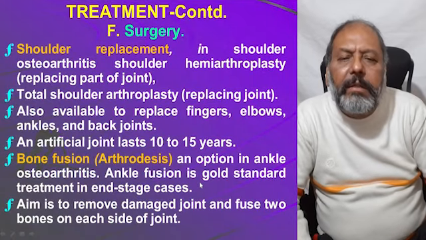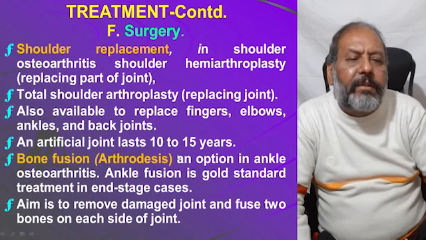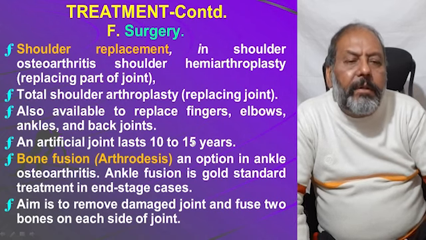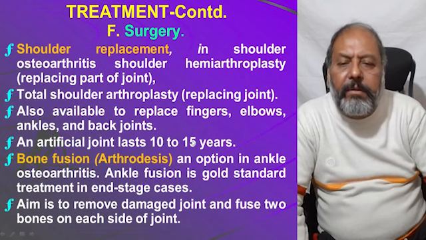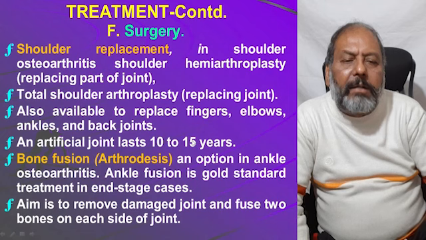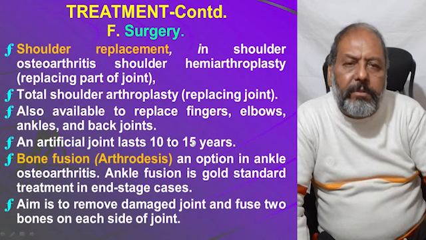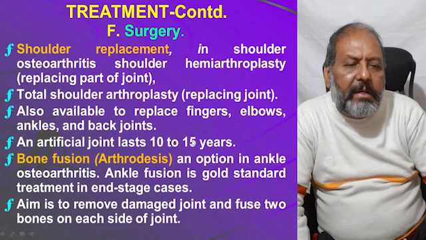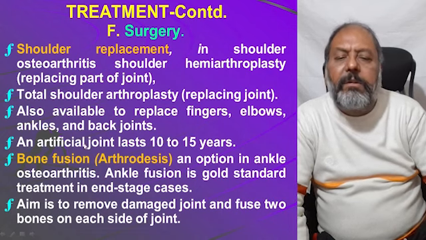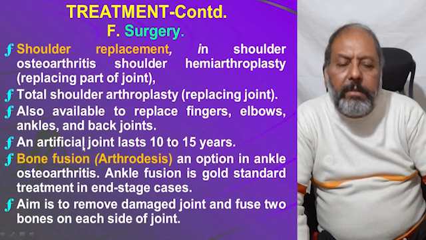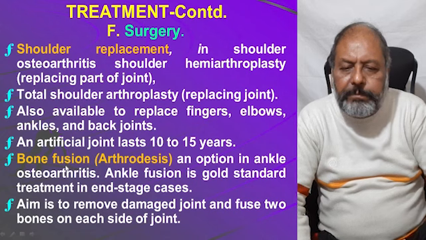Continuing the surgery, the shoulder replacement in shoulder osteoarthritis: shoulder hemiarthroplasty replacing part of the joint, total shoulder arthroplasty replacing the joint. Replacement is also available nowadays for fingers, elbows, ankles, and the back joints. An artificial metal joint lasts 10 to 15 years functioning.